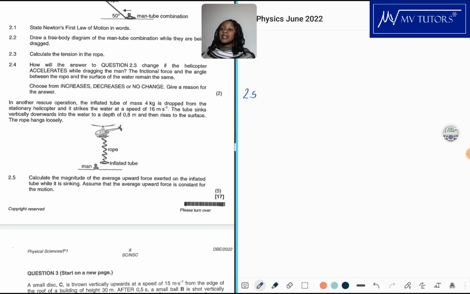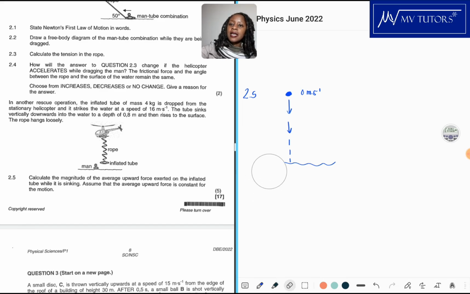Now calculate the magnitude of the average upward force exerted on the inflated tube while it is sinking. Assume that the average upward force is constant for the motion. I'm going to just sketch out what's actually happening. So we have the tube now, indicated here, and then it falls all the way into the water. So we had initially 0 meters per second because it was dropped.